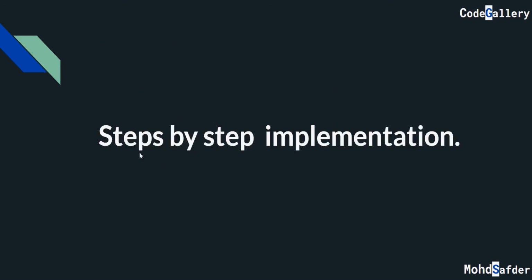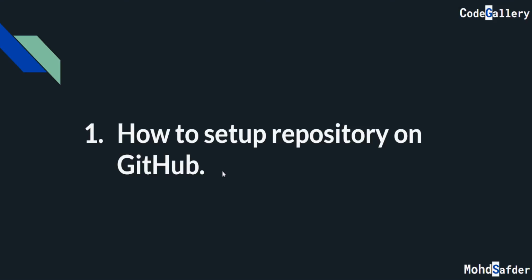So we are going to see the step-by-step implementation of how to configure repositories over a GitHub account and how we can link those GitHub repositories to our newly created project. Let's start with the first step: how we can set up the repository on GitHub. We are going to see the concept of repositories, and we will create one demo repository on our GitHub account.